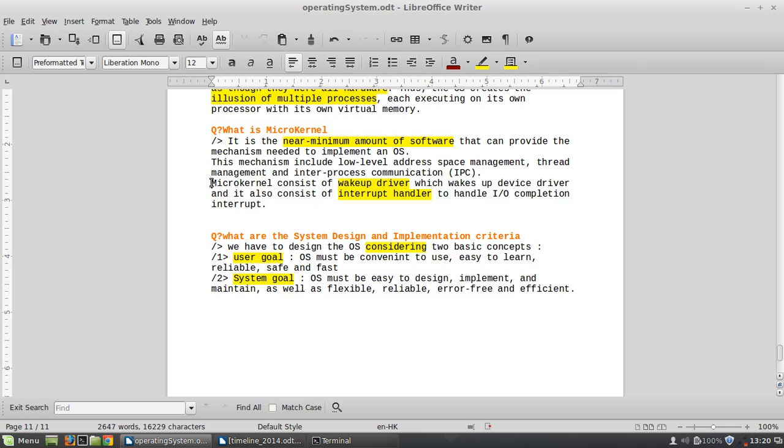For your idea, the microkernel also consists of a wake up driver block, and this wakes up the device driver, whereas it also consists of the interrupt handler, and the interrupt handler handles IO completion, errors, and interrupts. So it just works like that.